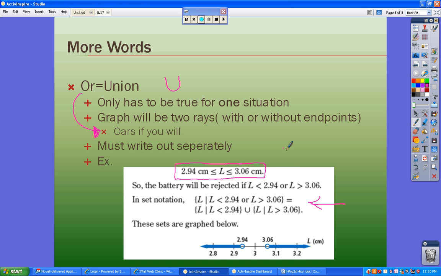If I have 2.94 and 3.06, and L in between here, and L is bigger, it'll look like this. L can't be smaller than 2.94 at the same time that it's bigger than 3.06, so that's why you can't write them combined like that. So you do have to do it separately.